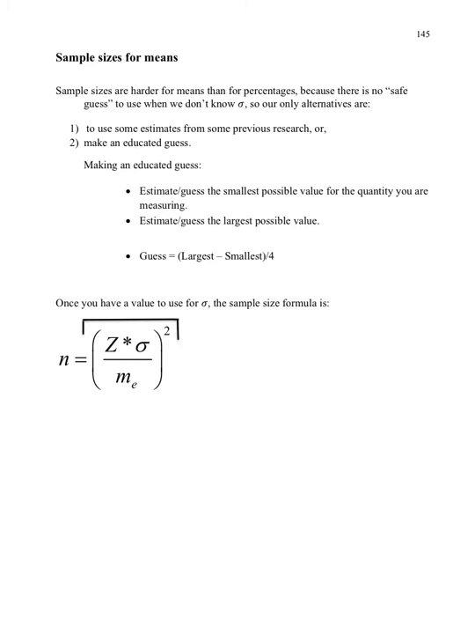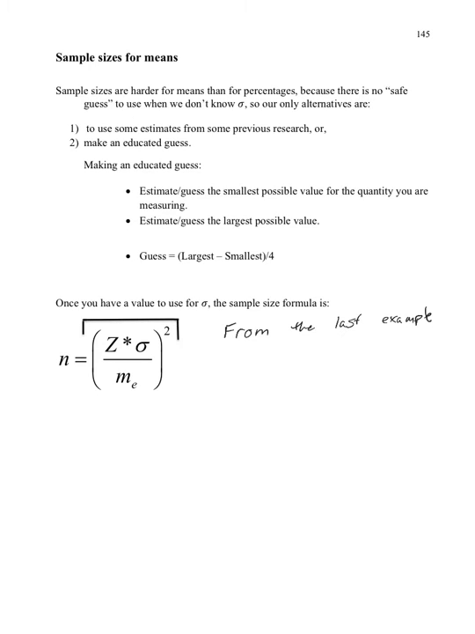Now when doing confidence intervals for means, we have to use T star. But here for sample sizes, we're going to have to go back to using Z star because we can't use T star because we don't know the sample size. That's what we're trying to get.